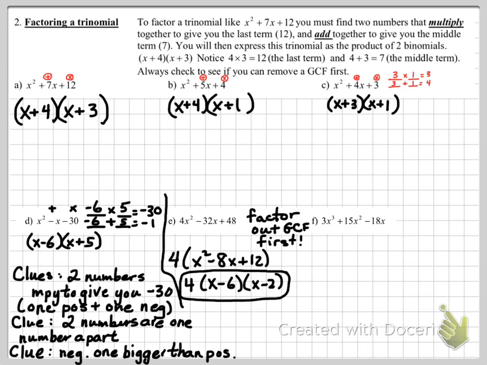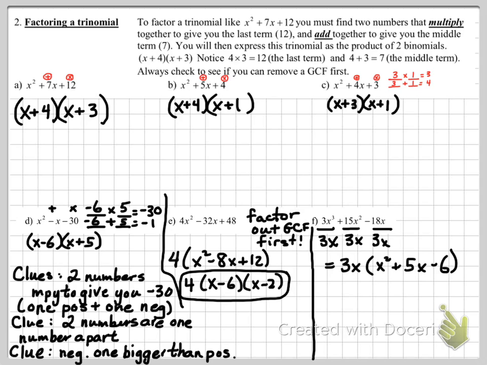In the last one, I have 3x cubed plus 15x squared minus 18x. When I look at this, I see that I can take out a greatest common factor, and the biggest thing I can divide out of all three terms would be 3x. So that would be 3x times x squared plus 5x minus 6. So now I'm going to rewrite this as 3x times x and x. And now I need to find two numbers that multiply together to give me negative 6, and yet those same two numbers are only going to add up to positive 5.